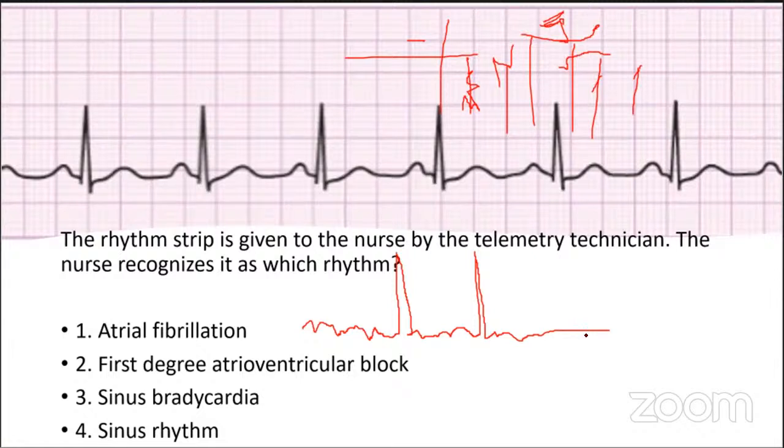So again, this cannot be an AV block. An AV block would be a much slower rate. Again, would you say it's a sinus bradycardia? I would not. Even though, yes, it's of a sinus origin, meaning I can see my P waves.